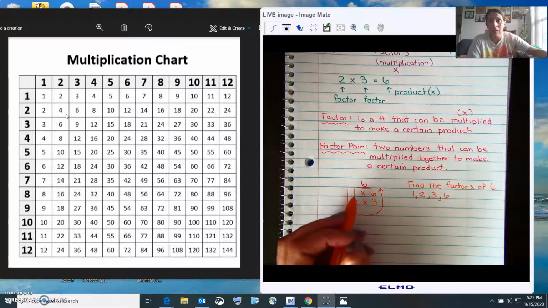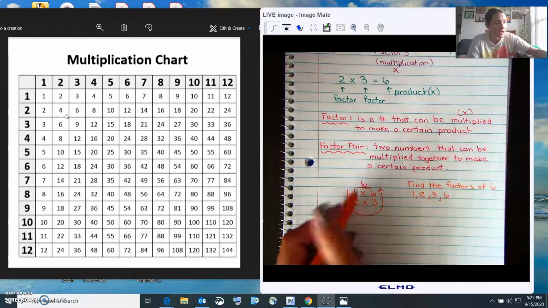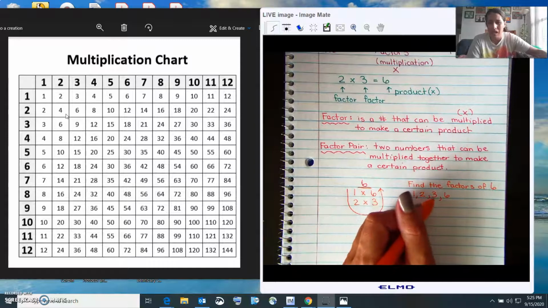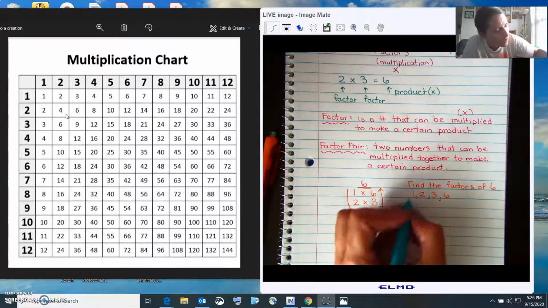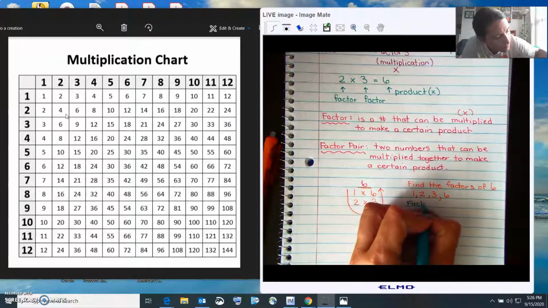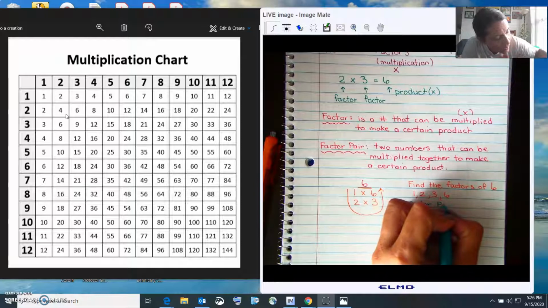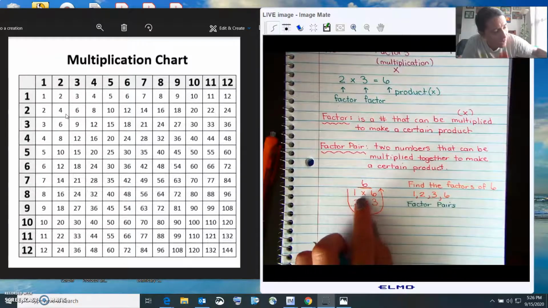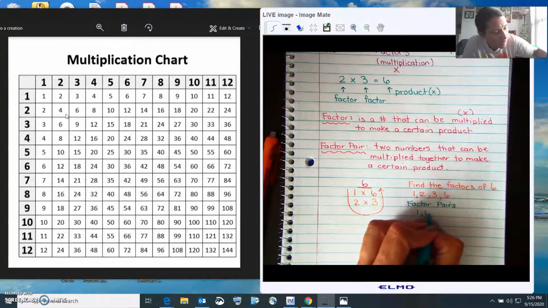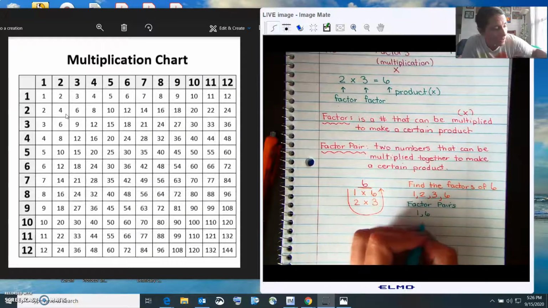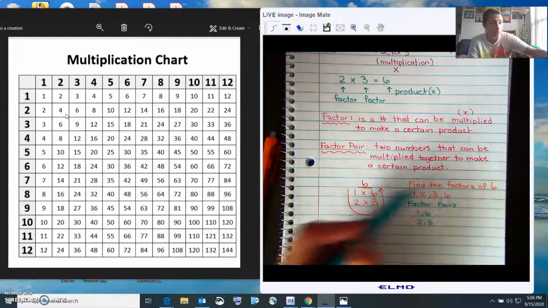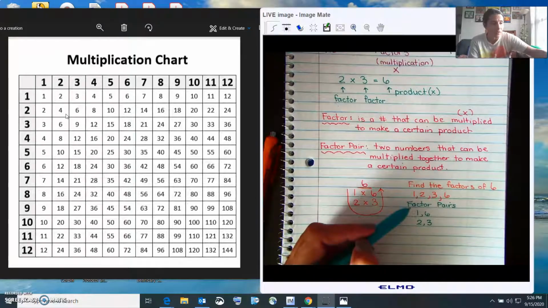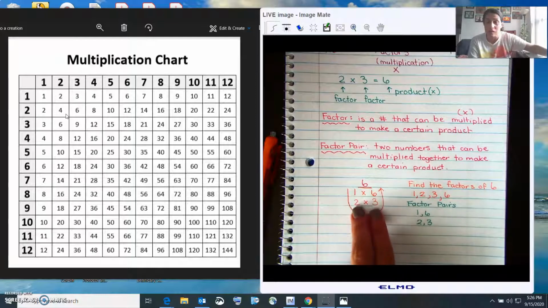Now the factor pairs means which two belong together. Like I can't do 1 times 3. That's not going to give me 6. So now I'm going to write the factor pairs. So the factor pairs are the ones that are together. So my factor pair is 1 and 6, and my factor pair is 2 and 3. So these are the different ways. If it asks find the factors, you write it in order by using the arrow to help you. And factor pairs are you writing the ones that are next to each other.